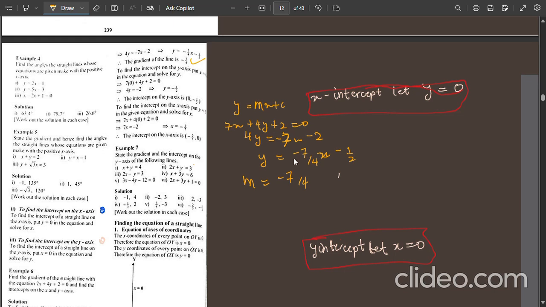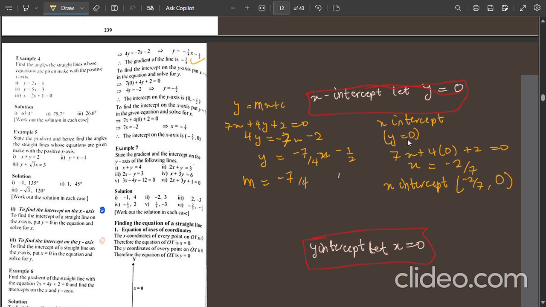Now that we found the gradient, let's find the intercepts. It says find the intercept on the x-axis, that is the x-intercept, and then the y-axis, that is the y-intercept. For the x-intercept, we make y 0, right? So in this equation of the line, let y be 0. That means we're going to get 7x plus 4 into bracket 0 plus 2 is equal to 0. Then we'll find x. So x is equal to -2 over 7. So the x-intercept becomes -2 over 7 and then 0, because at x-intercept y is equal to 0. This is the point for the x-intercept. Let's see whether we are right. It's here. We are right.